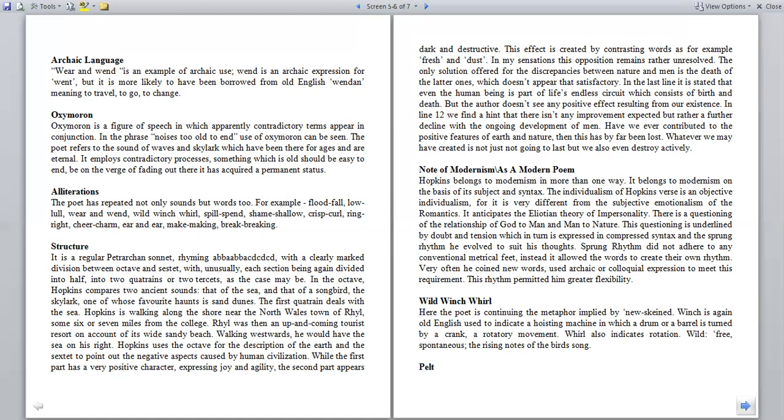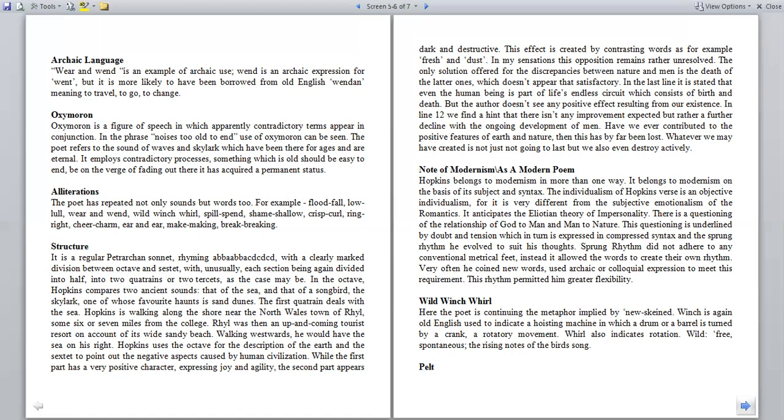Have we ever contributed to the positive features of earth and nature? Then this has by far been lost. Whatever we may have created is not just not going to last, but we also even destroy actively.